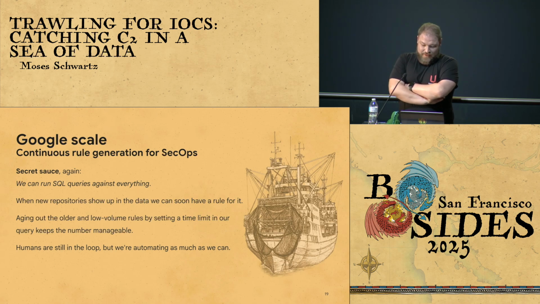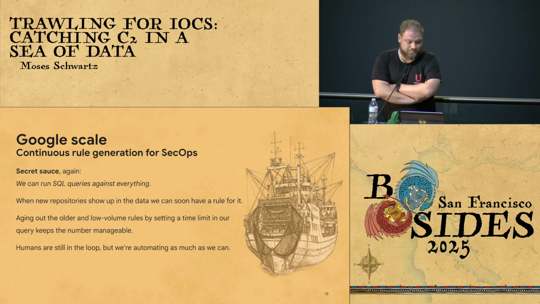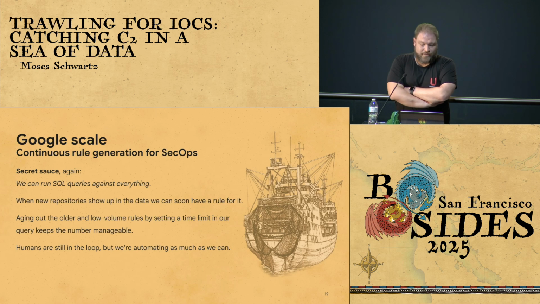So back to that Google scale, talking a little bit about what we do. Again, we run SQL queries against everything, and so that makes it easier to put together some of these pipelines. When a new repository shows up in the data, it's relatively easy to get a new rule for it quickly. But we do have to look at aging out old ones, keeping it to a manageable number. And we still have humans in the loop for all of these steps.